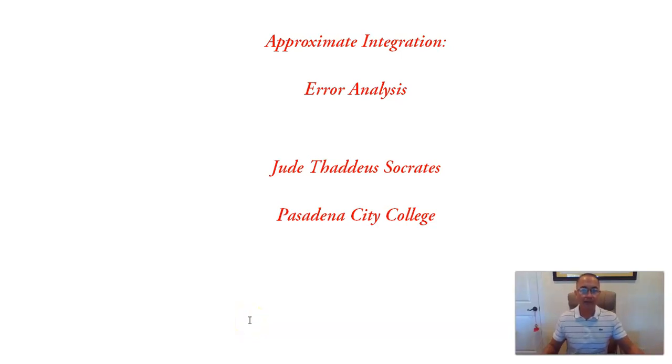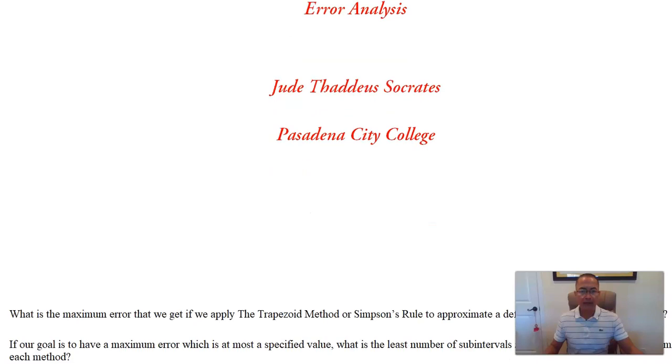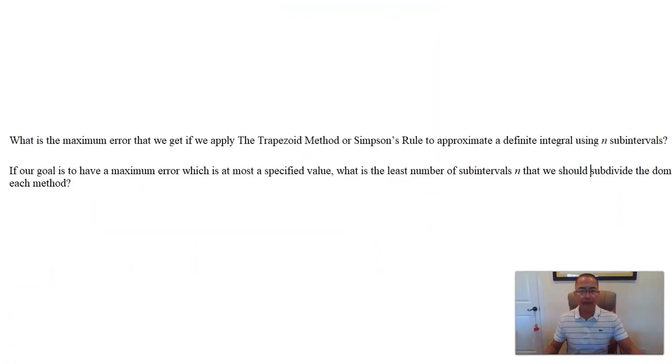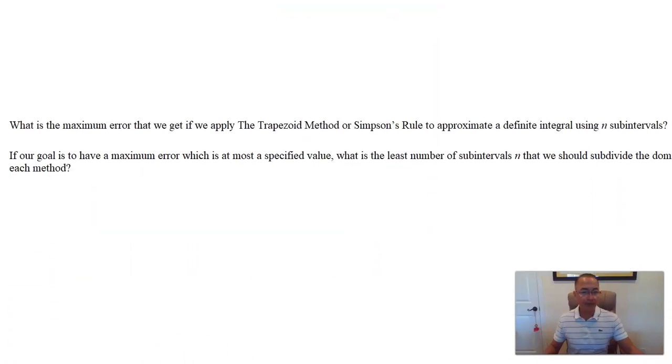Welcome to today's video, which is a continuation of our previous video where we learned two methods, the trapezoidal method and Simpson's rule, to approximate the value of a definite integral. So in today's video, we're going to go back to those two methods and analyze the error that we get when we use them. We are going to basically ask a couple of questions for each problem.